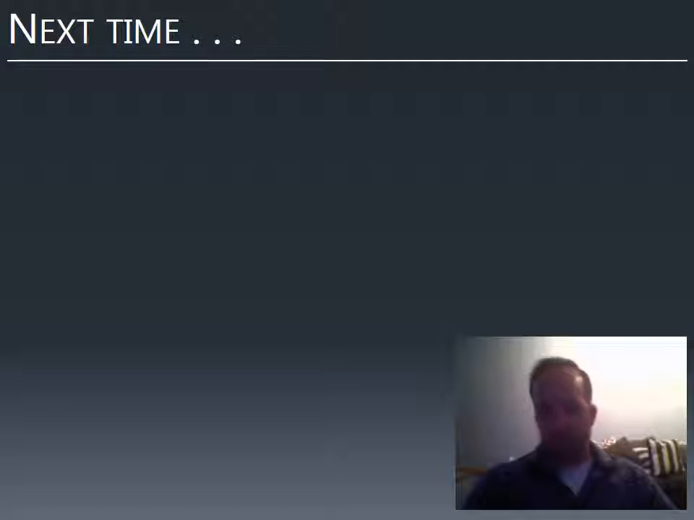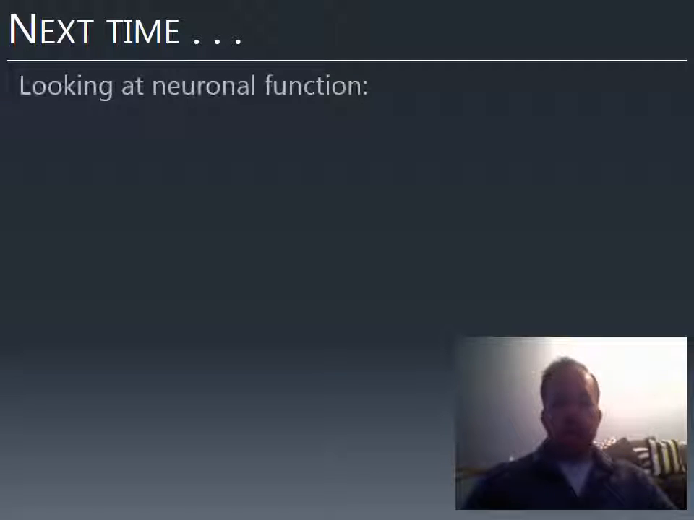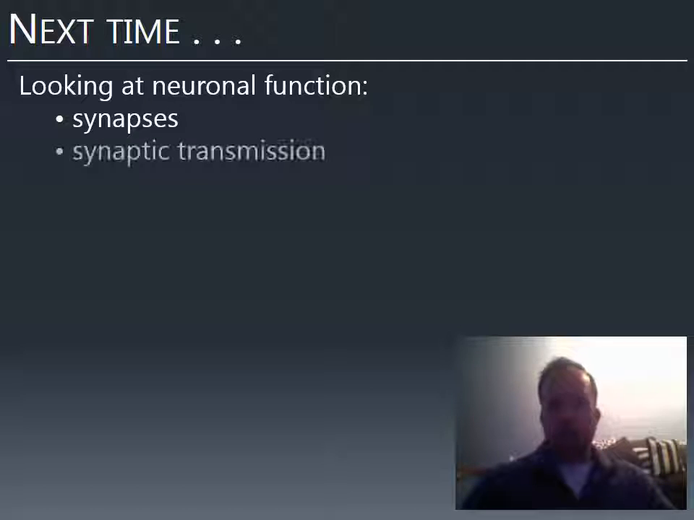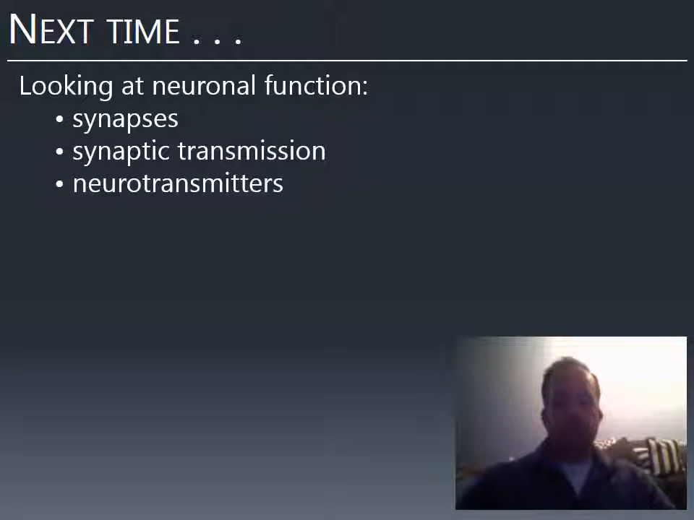Okay, so that is it for this time, talking about neurons. Next time, we'll look at another aspect of neuronal function, and that is how neurons transmit information from one neuron to the next. They do this at junctions called synapses. So first we'll talk about synapses physically, what they look like and what their structure is like. Then we'll talk about transmission, so how information passes from one neuron to the next. And then we'll talk about neurotransmitters, which are the chemical messengers that allow one neuron to send information to the next neuron.